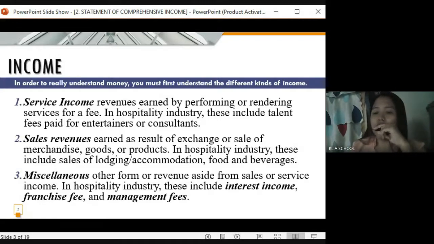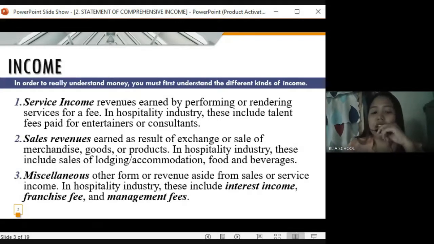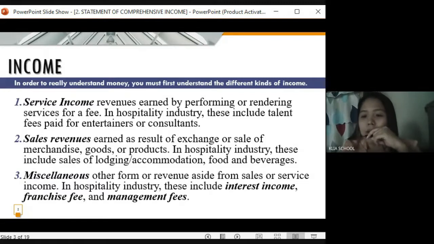So, let us have some review or small recap about the income. But there are some terminologies na mababago na dito or madadagdag doon sa nakaraan nating topic. In order to really understand money, you must first understand the different kinds of income. Kung baga yung income natin, kind of assets kasi pumapasok sila sa ating account. But in income, meron tayong iba't ibang uri. First was the service income. So what do you mean by service income?